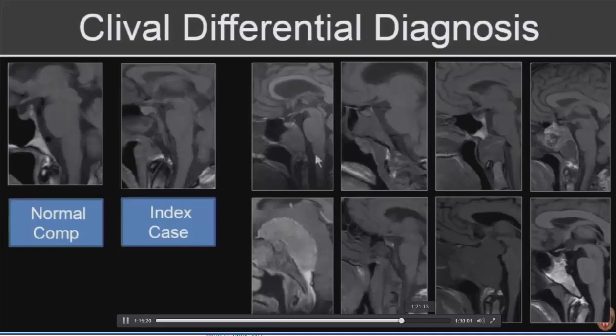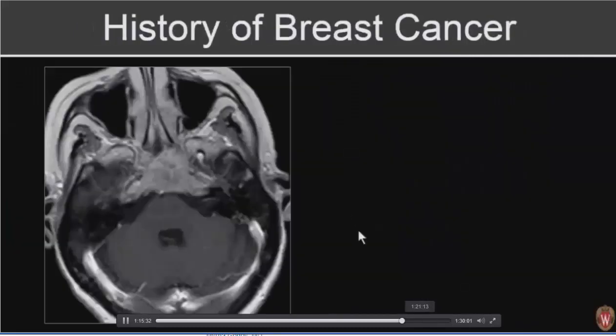So this is our index case, and then we can see that all of these patients have clival lesions. On the surface, you might say, oh, I can't really tell the difference between all of these, but we're going to look and see if there are any specific imaging pearls that can help us with the differential. Of course, if a patient has a history of a known primary cancer, in this case breast cancer, we're going to be looking for mets.